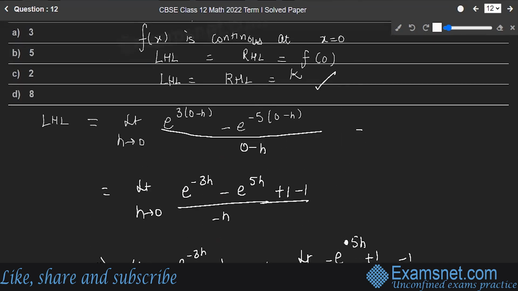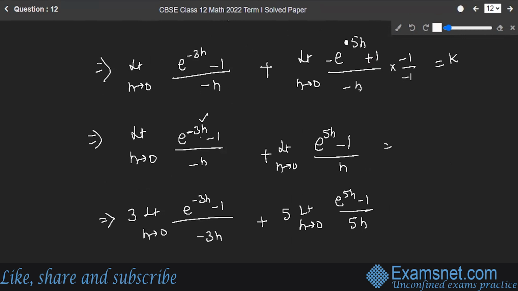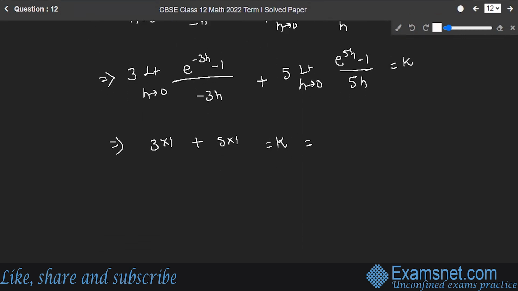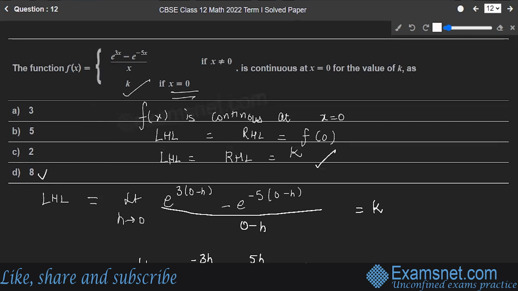We talked about this. This limit is equal to k. So this is equal to k, and this is equal to k. That makes k equal to 8. So this is the answer to the question. You had to find out the value of k, and that came out to be 8, which makes option D the answer. Hope you understood.